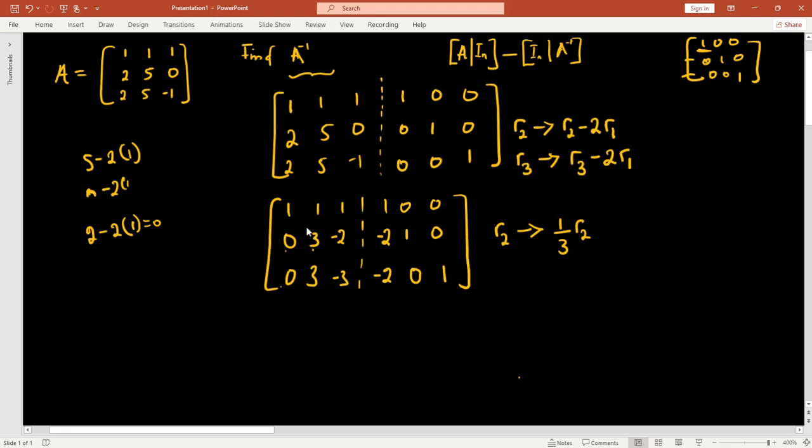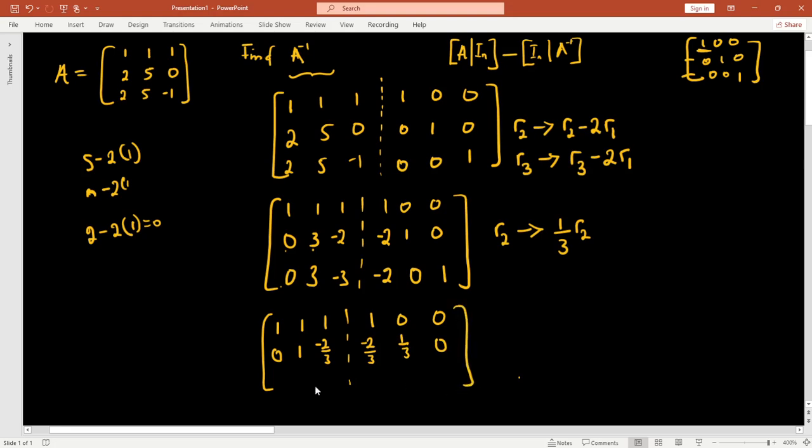So the main focus is just on this entry here. We need to convert this into a 1, meaning that we're going to write row 1 the way it is because we're not doing anything with it. So 1, 1, 1, then we have 1, 0, 0. Then here we have 0, 1, then negative 2 divided by 3, we get negative 2 over 3. Then negative 2 divided by 3 again, we get negative 2 over 3. Then we have 1 over 3, and then a 0.